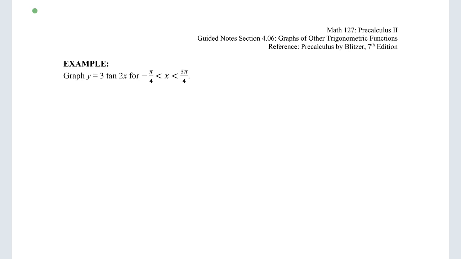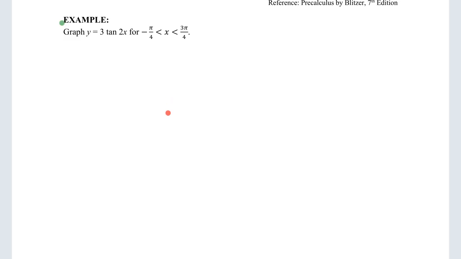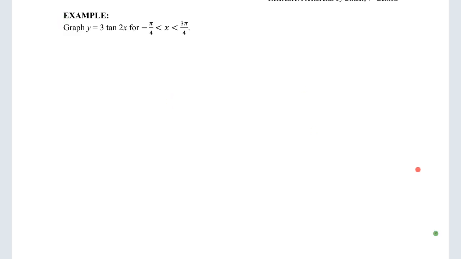Now let's go ahead and work through this given example. Given that you have y equals 3 tangent 2x, for negative pi over 4 less than x less than 3 pi over 4. Like I mentioned, I am going to follow a similar process as when we were graphing the sine and cosine functions. So I'm going to start by finding the first two consecutive asymptotes. This would be my first step.